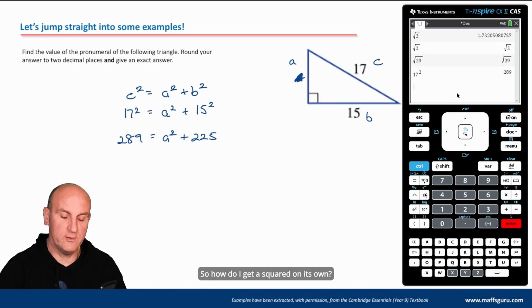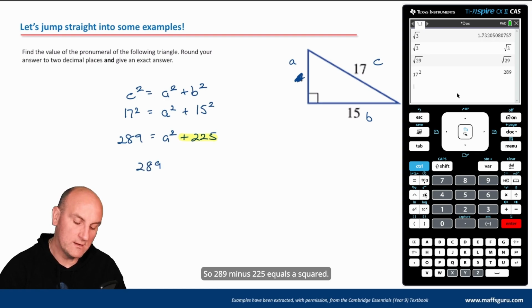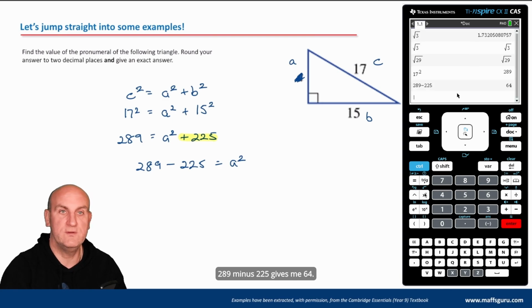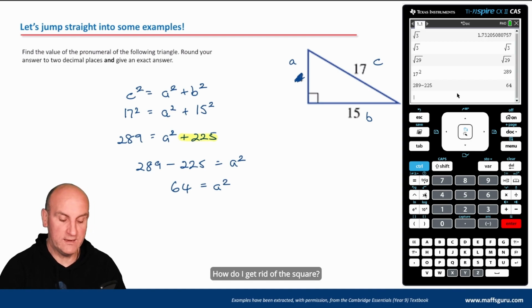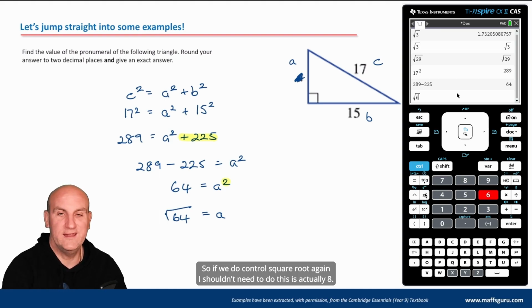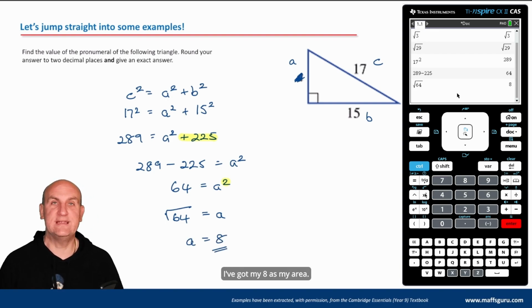All right, okay. So how do I get A squared on its own? Well, I've got to get rid of this plus 225 by taking 225 away from both sides. So 289 minus 225 equals A squared. Again, I'm going to do that on my calculator. 289 minus 225 gives me 64. So 64 is equal to A squared. How do I get rid of the square? I square root both sides. So the root of 64 is equal to A. And I know that the square root of 64 is actually 8. So there we go, I got my 8.